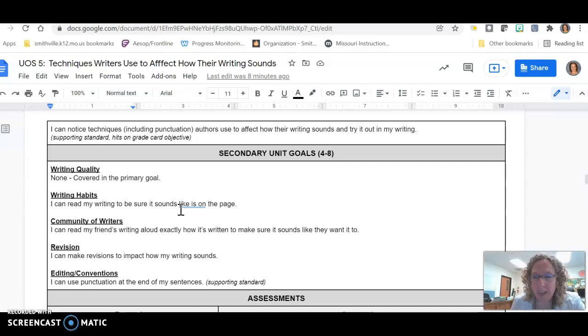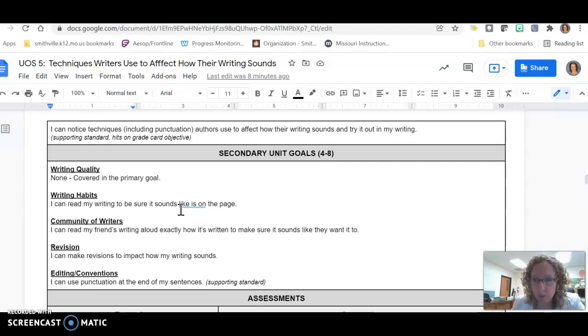Just a reminder, we have those writing habit goals because we are working towards, as a district, not just caring about the writing that our kids do, but the writer that our kids are. And becoming a good writer means that you have good writing habits. That's why all these new units have writing habit goals.